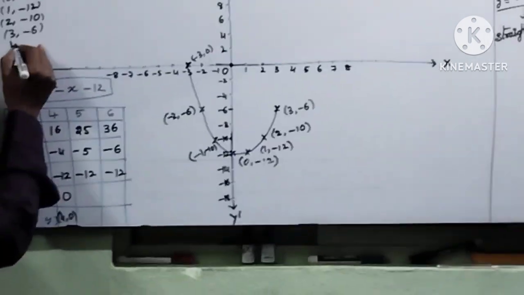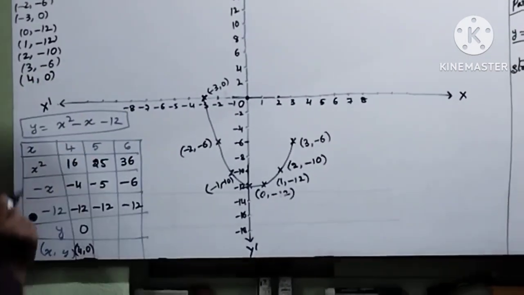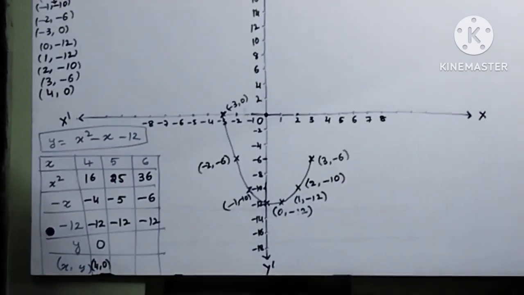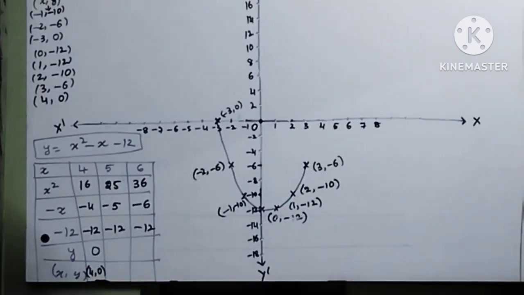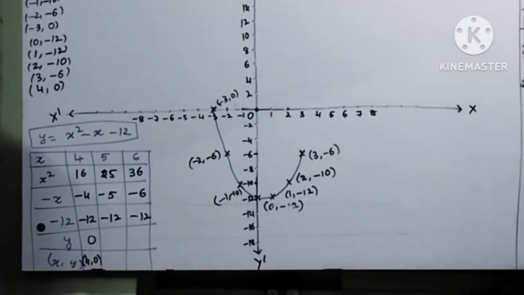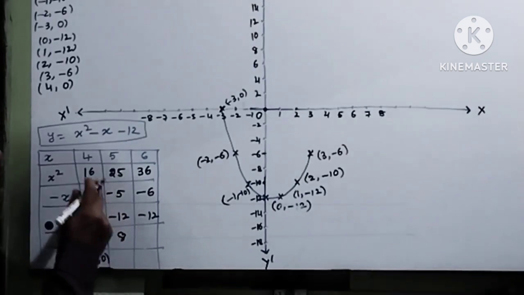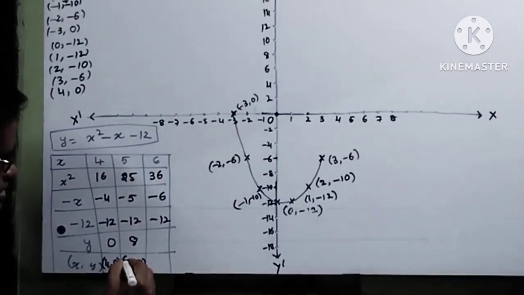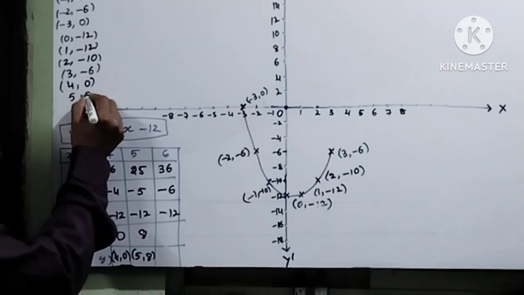4 comma 0. Okay, then next, see here. Minus 12 minus 5. Minus 12 minus 5 how much? Minus 17. 25 minus 17 is 8. So the x value is 5, the y value is 8. 5 comma 8. So I got one more value, that is 5 comma 8.